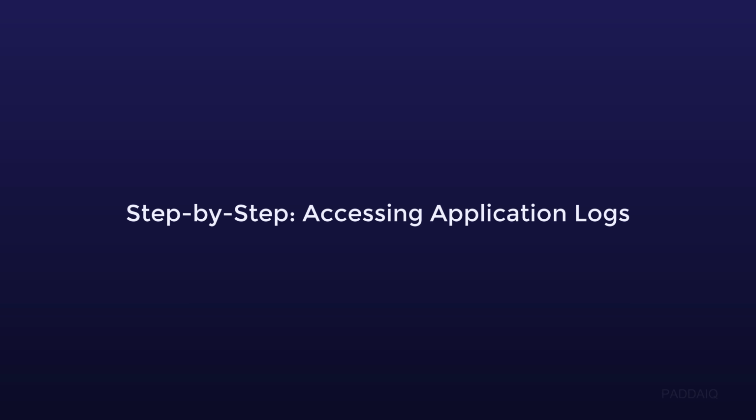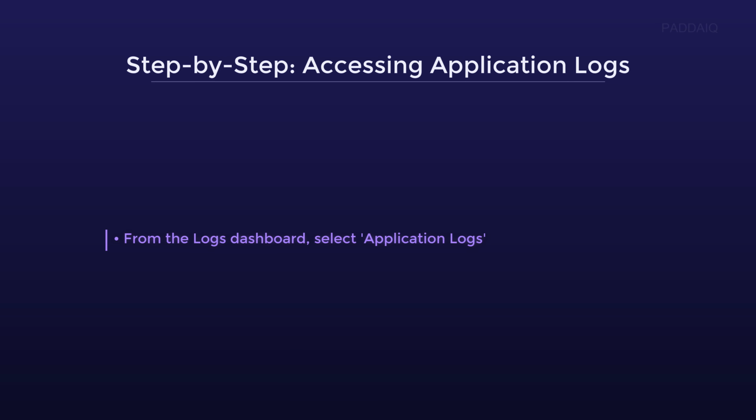Step-by-step, accessing application logs. From the Logs dashboard, select Application Logs. This means you navigate to the central logging area and choose the specific logs for your applications. For instance, if you are troubleshooting an order processing issue, you find those logs here. This action directs you precisely to the relevant diagnostic information for your solution.